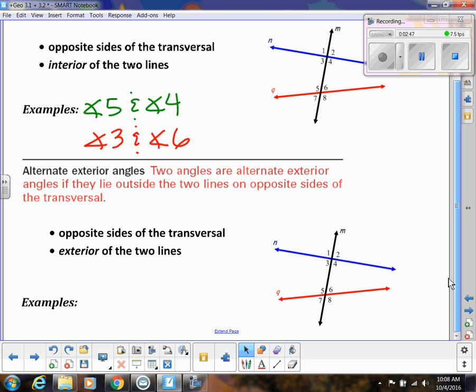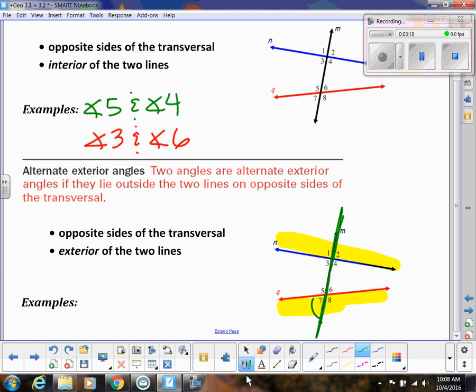The next type we see is alternate exterior angles. So again, if we're talking about a transversal cutting two different lines, we want to look at the angles exterior of the line. So that's kind of the opposite of the interior ones. So 7 and 8 would be on the exterior, 1 and 2 would be on the exterior. All right, but when we talk about alternate exterior angles, we want ones that are on opposite sides of the transversal. Here's our transversal. So they have to be on opposite sides and on opposite parallel line or opposite lines.